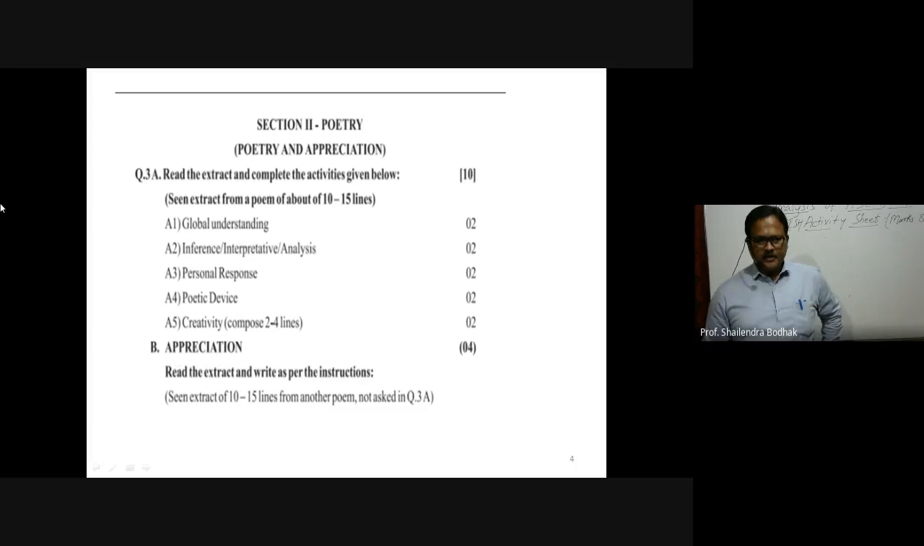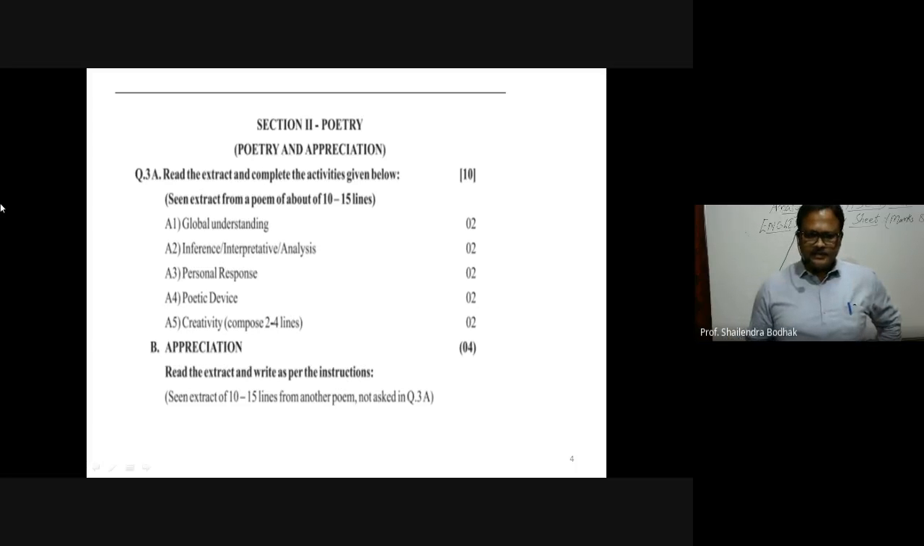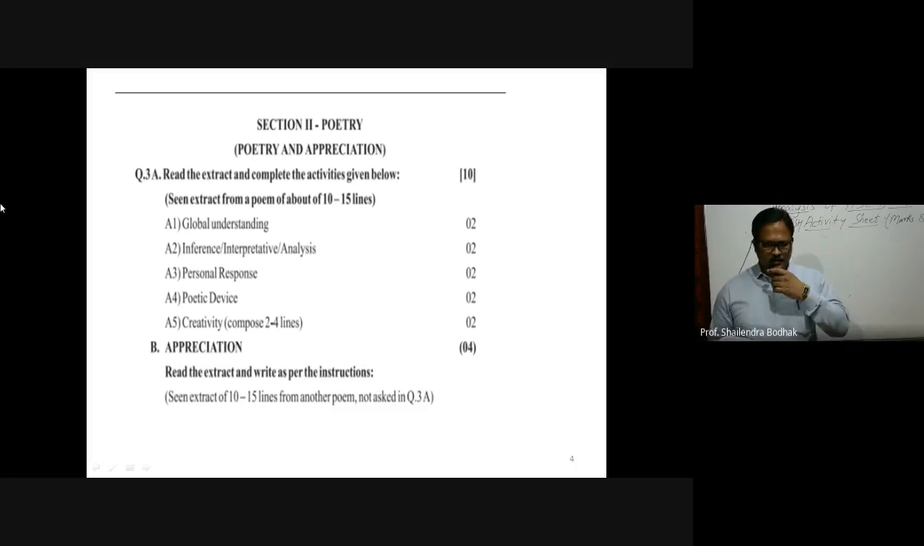Activity 3rd, personal response, poetic device, and creativity. That is composed 2 to 4 lines. Now, I'll just tell you what sort of activities may come.